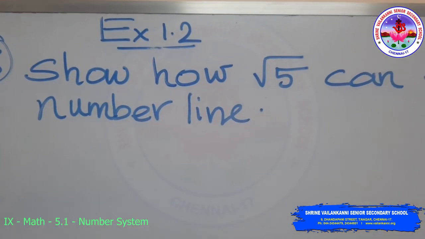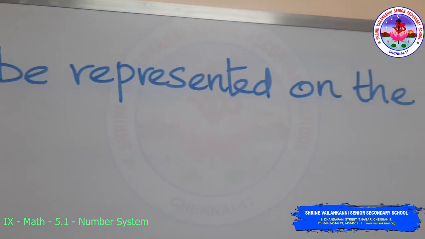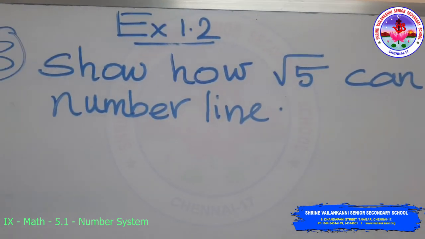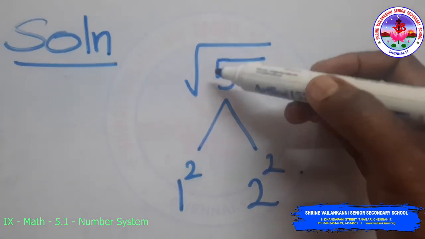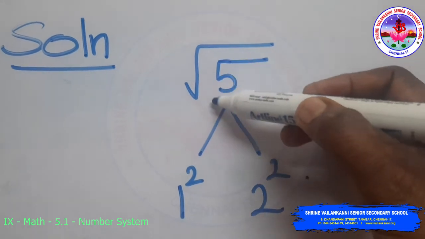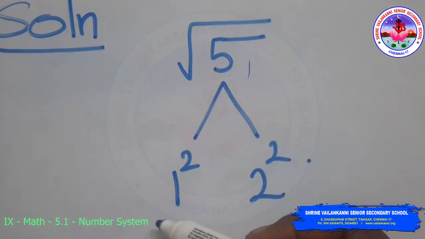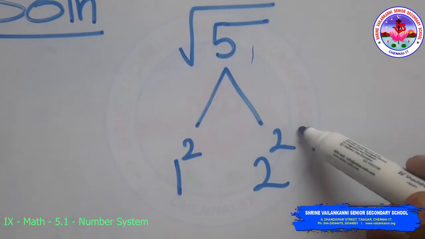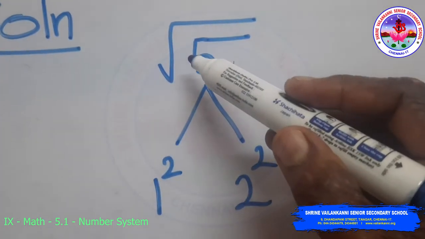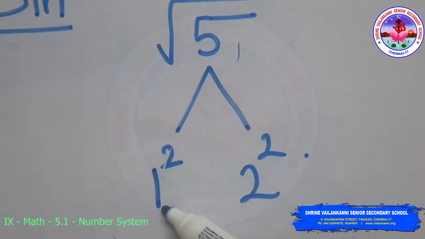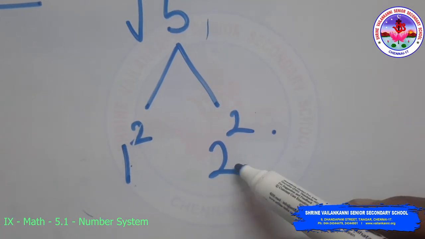Third problem. Show how root 5 can be represented on the number line. Coming to the solution, taking the square root of 5, I am just going to split up my 5 into 2 perfect squares such that 1 squared and 2 squared. Using these two numbers, I am going to locate my root 5 on the number line. So here I am taking a perpendicular distance of 1 unit from the point 2.